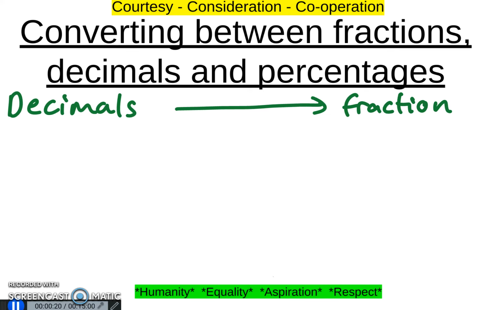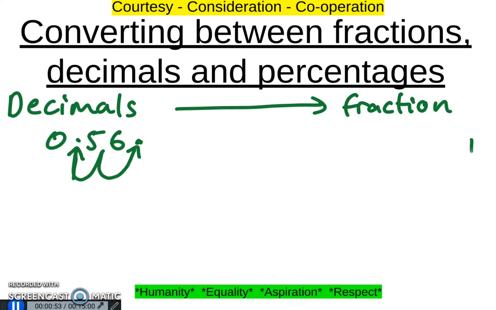Now let's say you have the decimal 0.56. Now I see where the decimal is and I say to myself, how many times do I have to move the decimal so it's at the end of the number over here? Now as you can see, it's twice, so 1, 2. So I look at my denominator now. What's my denominator going to be if I moved it twice?